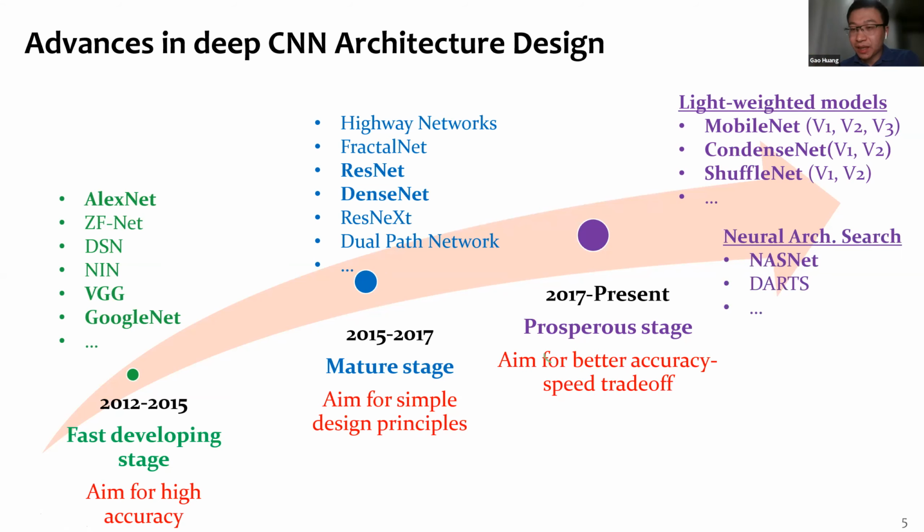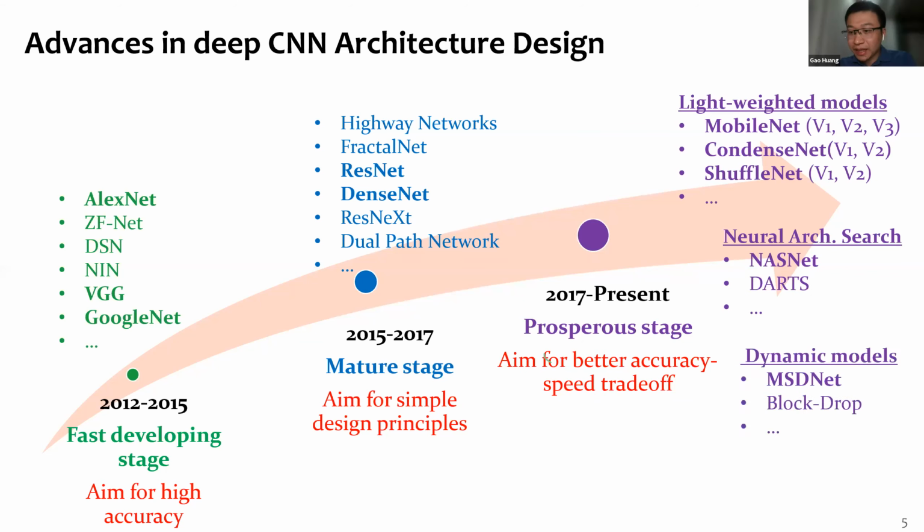And another direction is called AutoML, and to be more specific for architecture design, it is neural architecture search, or NAS for short. And this is a very popular research direction, and there are many papers developed in the past maybe 4 or 5 years.